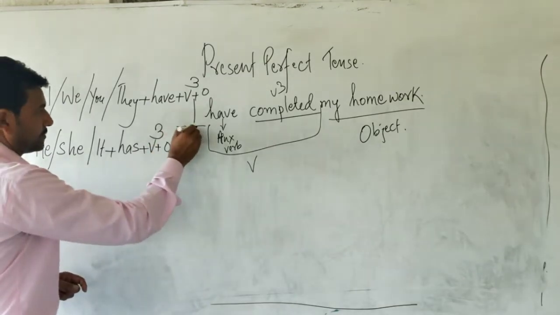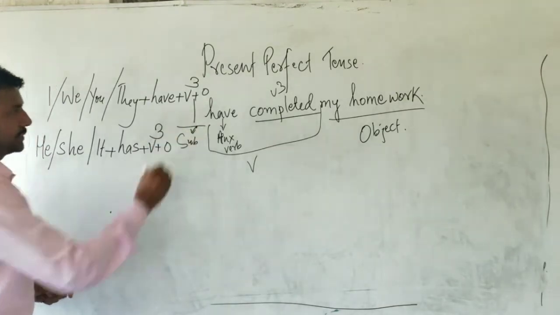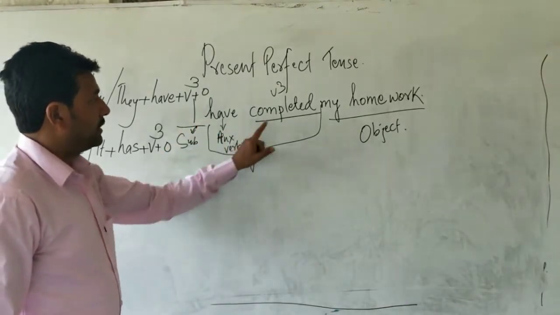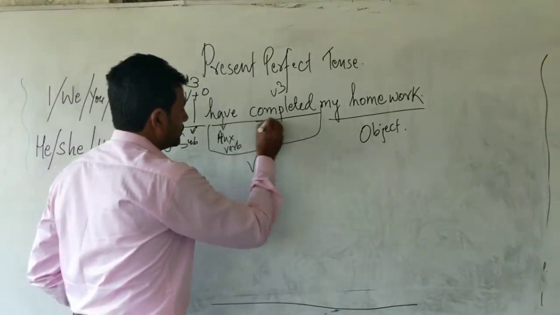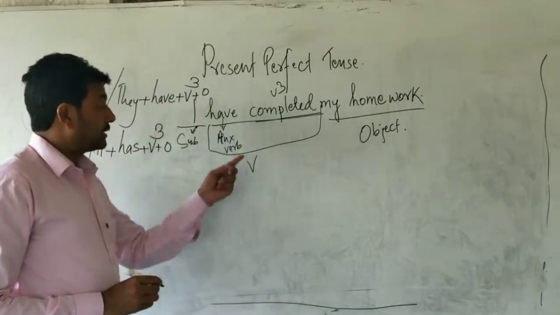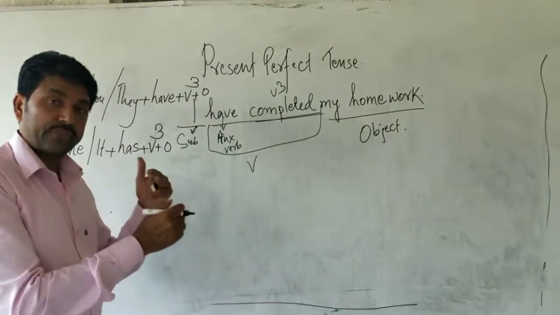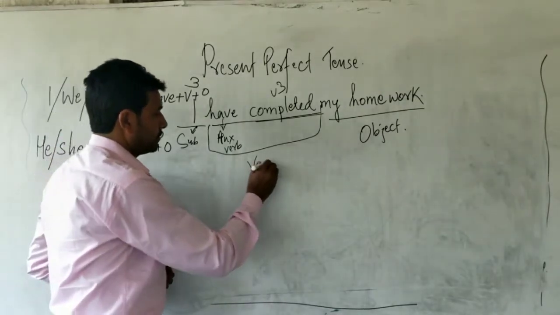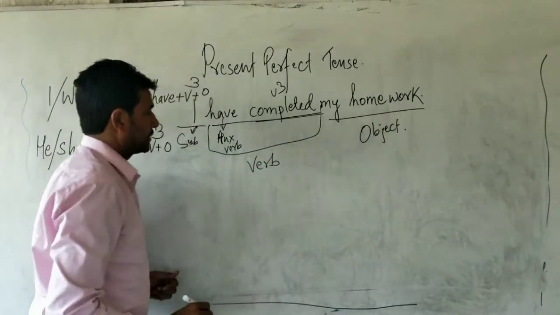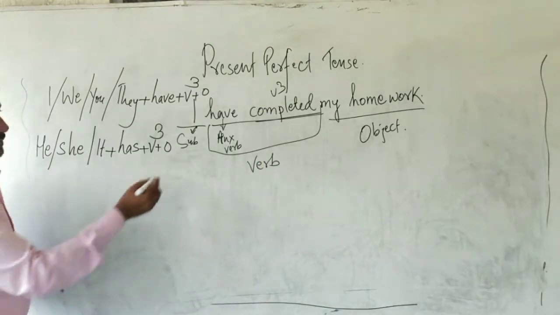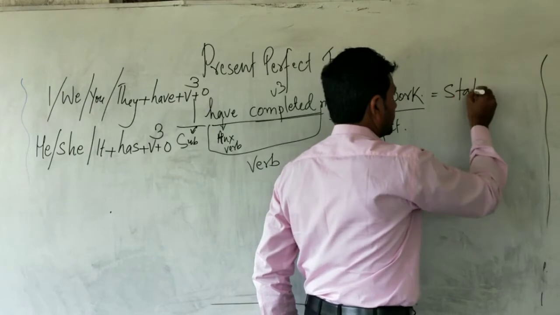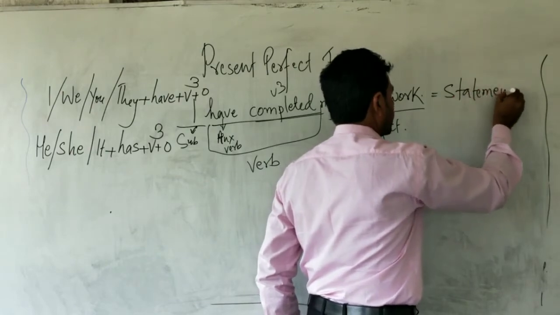Right, here it is subject, helping verb and completed. From here to here, this is the verb phrase and it is the present perfect verb. And this is the object. So we have got one sentence. This is a statement. Okay.